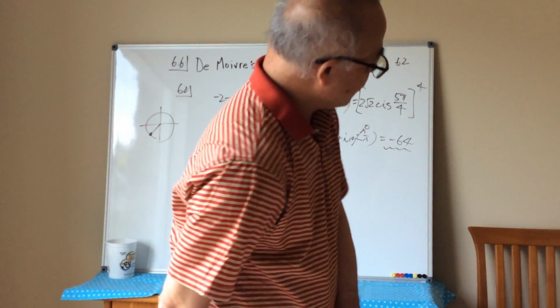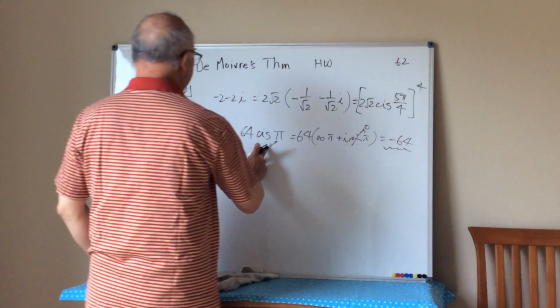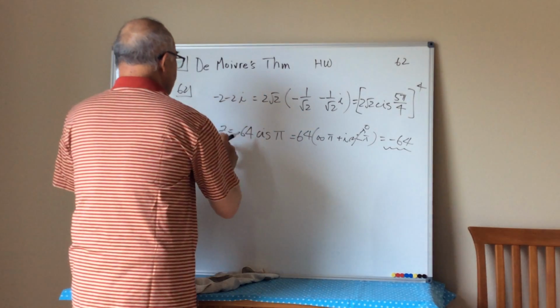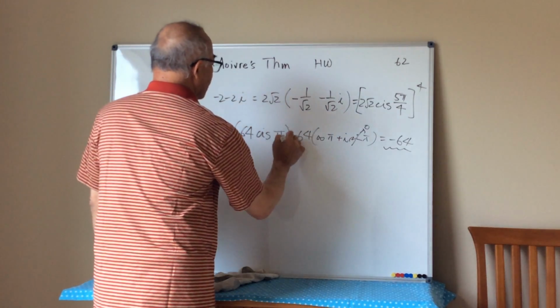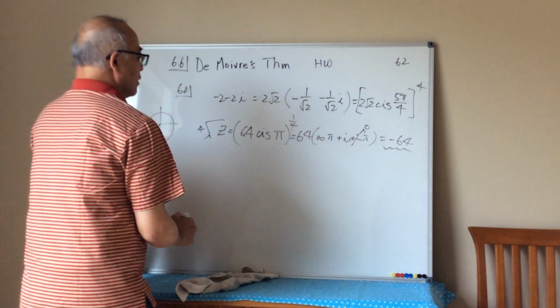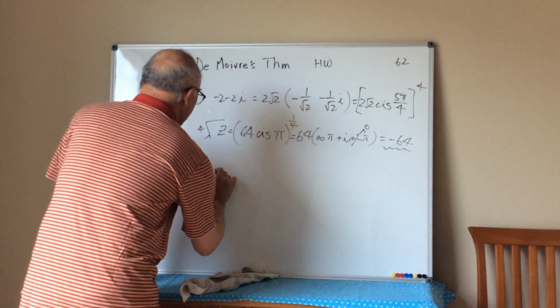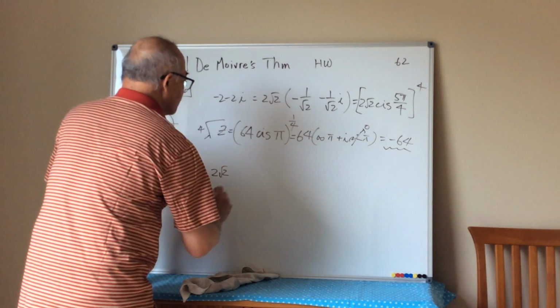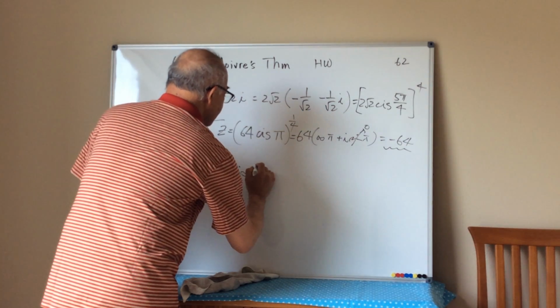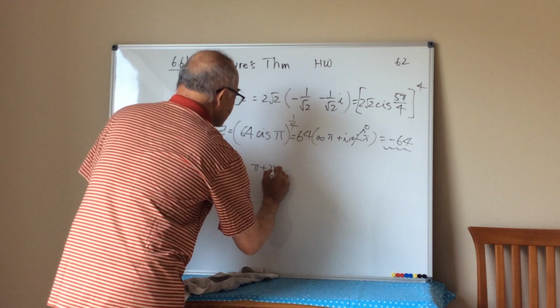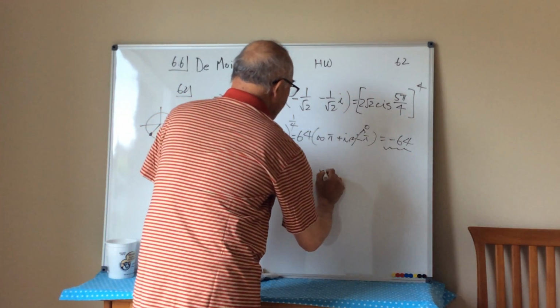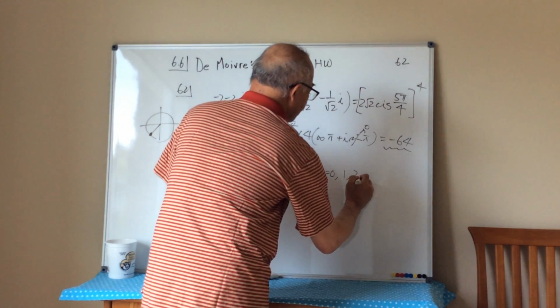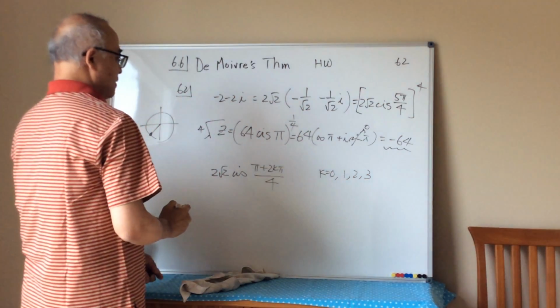Now I have to find the other roots. So I'm going to take this guy and take the fourth root of this right now. So I'm going to have to take the fourth root of these, right? So what do I get back? I get 2 root 2 cis of (pi plus 2k pi) over 4, where k is equal to 0, 1, 2, and 3. Okay?